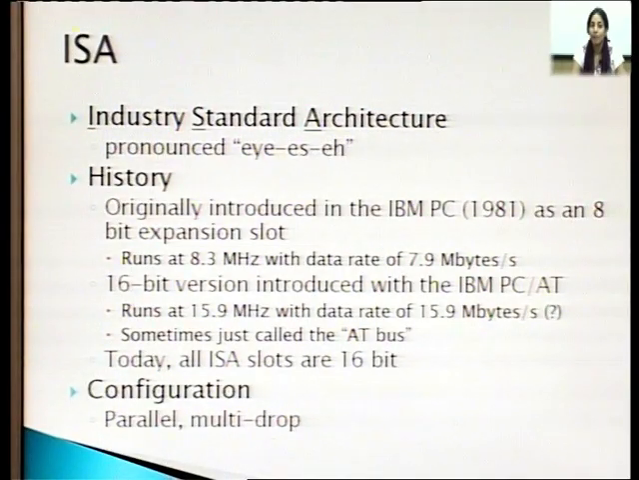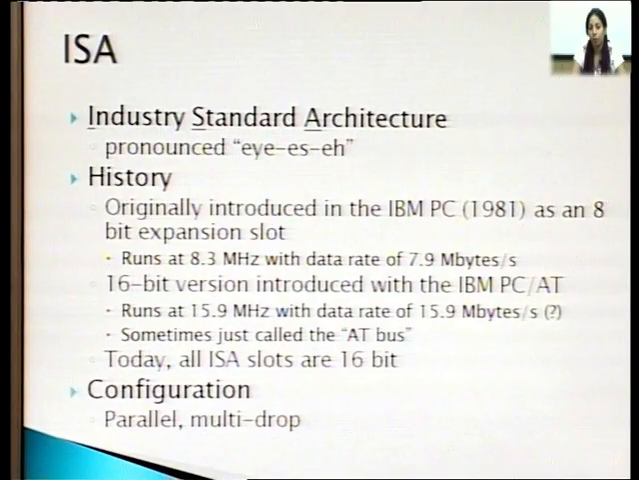Now we have the 16-bit version introduced in the IBM PC AT, which runs at 15.9 megahertz with a data rate of 15.9 megabytes per second. So from these features you can see that the 16-bit version of the ISA slot is more appropriate and accurate, and it is reliable for use in the motherboard. Sometimes it is also called AT bus. Today all ISA slots are 16-bit.